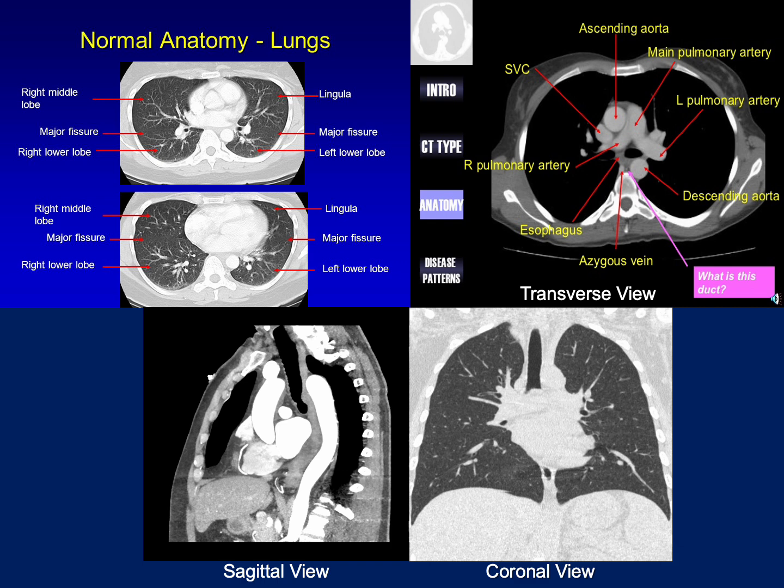The bottom two pictures depict the sagittal view and the coronal view. All of these are essential when we're making sure that we have precise segmental localization of disease process.